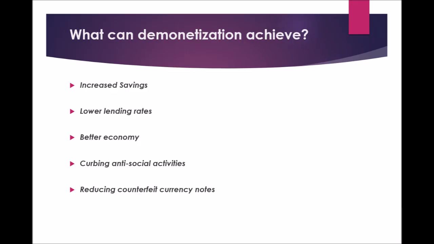Next comes curbing anti-social activities. Means we are trying to understand removing anti-social elements from the economy, as anti-social people have cash as their only mode of transaction. So demonetization curbs these activities. How? It actually forces anti-social units to find ways to get rid of the old notes, and as a result there is better control over the unaccounted money in the economy.